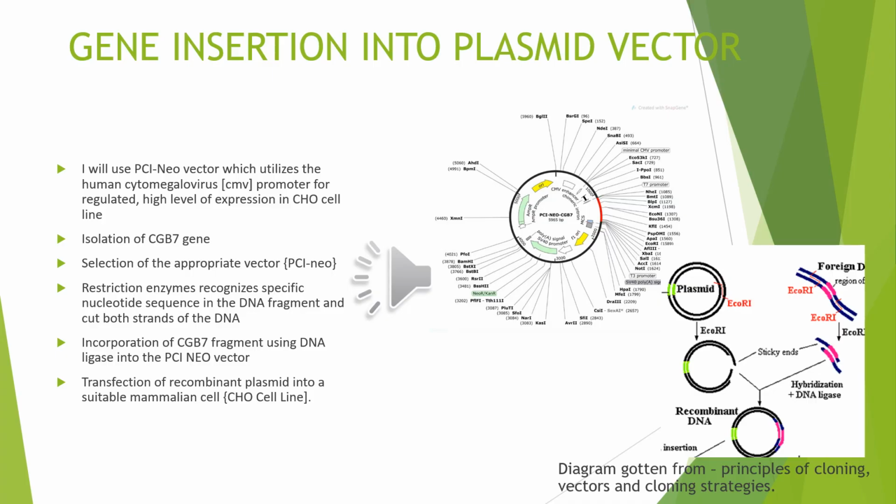To demonstrate this project, I'll be using the following strategy. I isolate my gene of interest, which is CGB7. I select the appropriate vector, and I use restriction enzymes to cut the DNA fragment and the plasmid, and I incorporate the gene of interest into the pCI-neo vector. Then I transfect it into a mammalian cell.